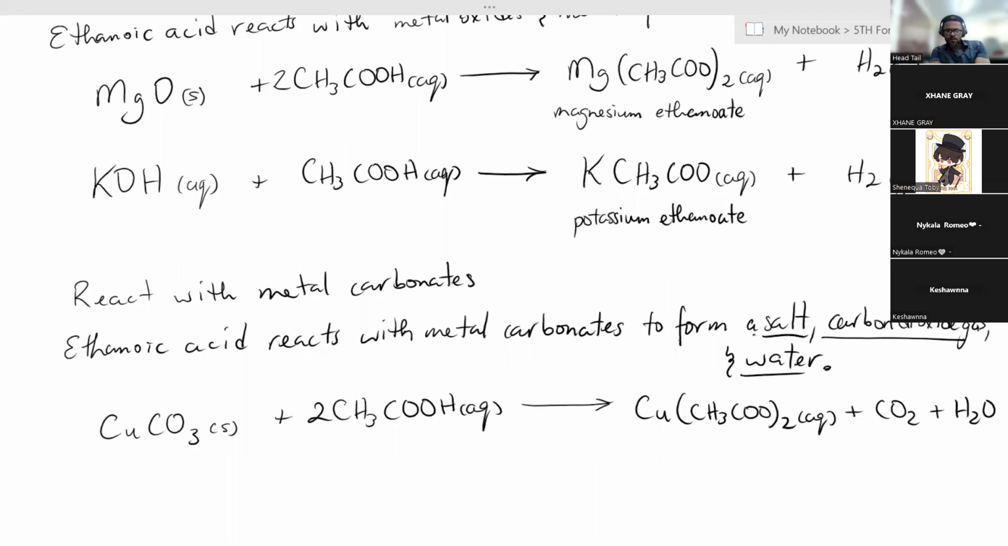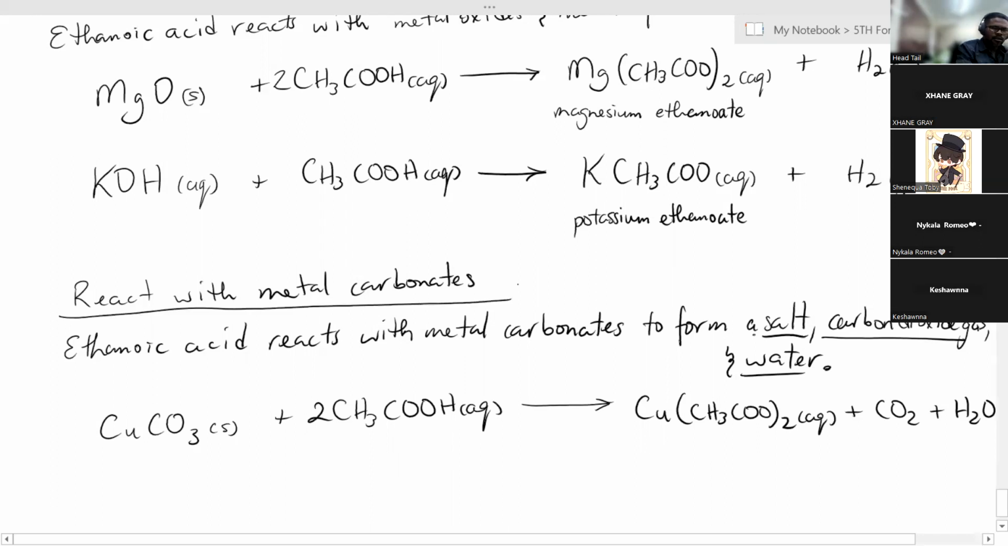So this is our next example of another reaction, reacts with metal carbonates. Everybody's following so far? I know we're moving at a fast pace. Am I moving too fast for any of you? Are we good? Good, sir. Nice. Happy to hear that. So let us continue.